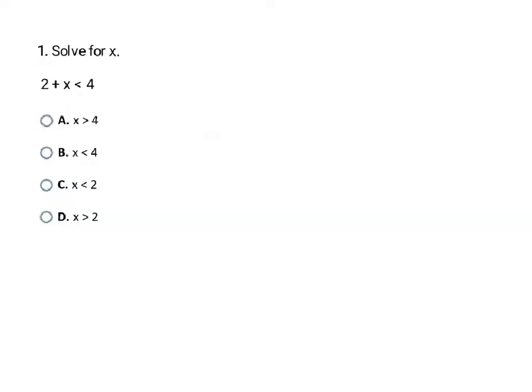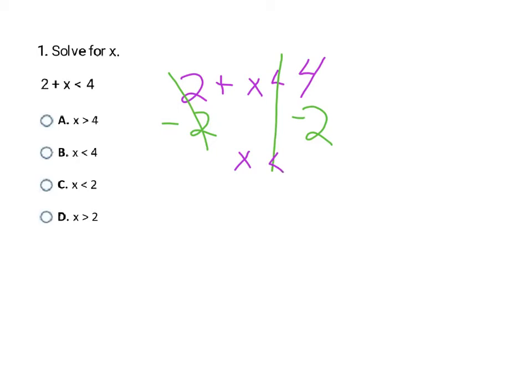This first problem here, we're going to be solving an inequality. I'm going to go over here and just rewrite it so that we have room to work underneath it. When we're working here, I see I have an x with a 2 being added to it. So to undo that addition, I'm going to subtract 2 from both sides. These 2's cancel out, and I'm just left with x is less than, and 4 minus 2 is 2. So that's going to be my final answer, which is C.